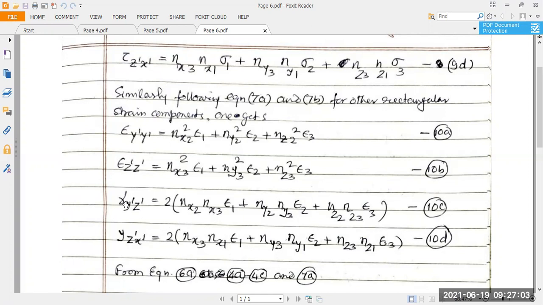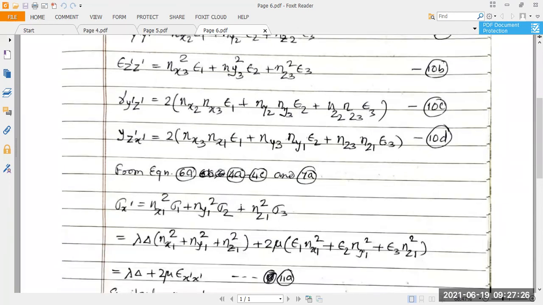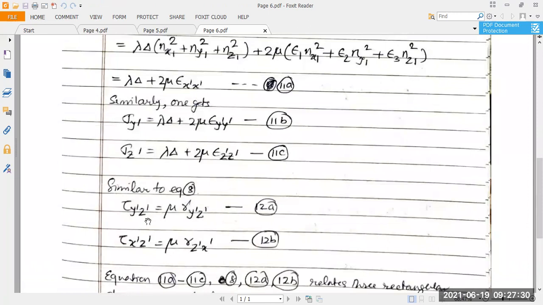This is actually gamma, not y. So we have got three relations here given in terms of bulk modulus, tau xy, tau yz, tau xz, etc.